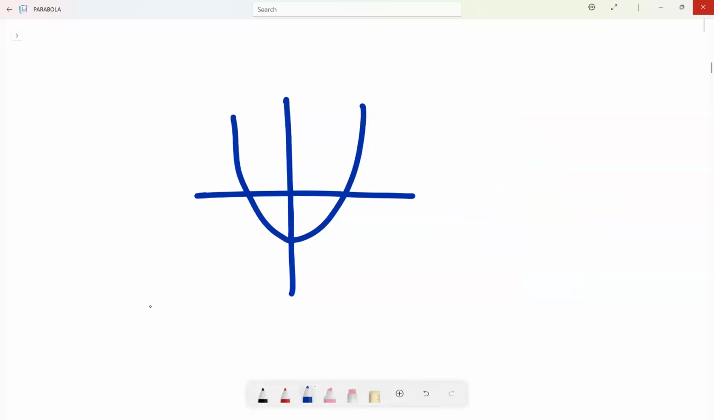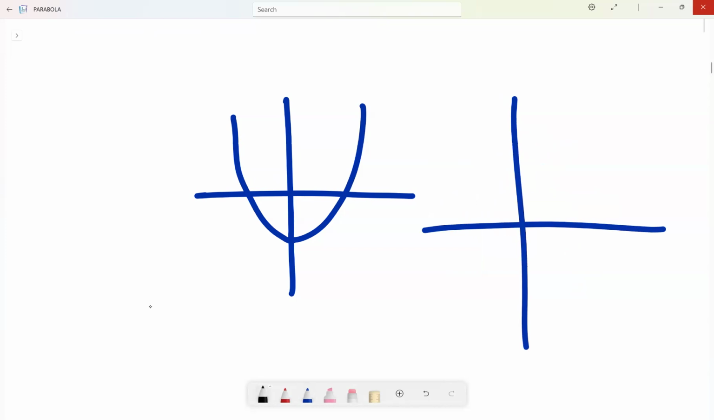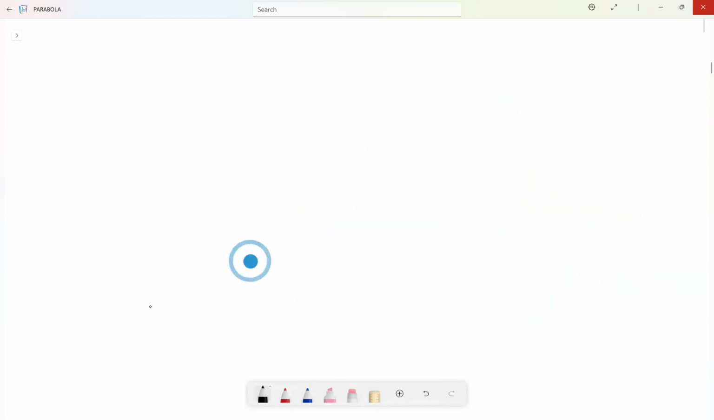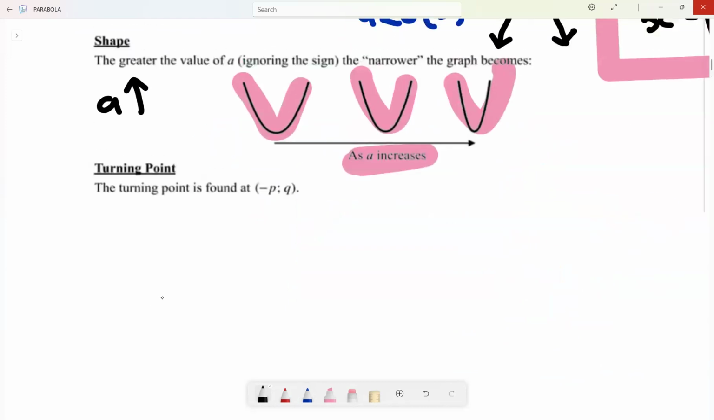Okay. Sometimes your graph, you will find it. Now that you're going to be learning grade 11, your graph might sometimes look like this. Can you see now our turning point? Here it is. Can you see now our turning point has shifted? So we cannot say the turning point is the value of q, because the value of q was our y-intercept. In this case, it is no longer our y-intercept. It is now something here.